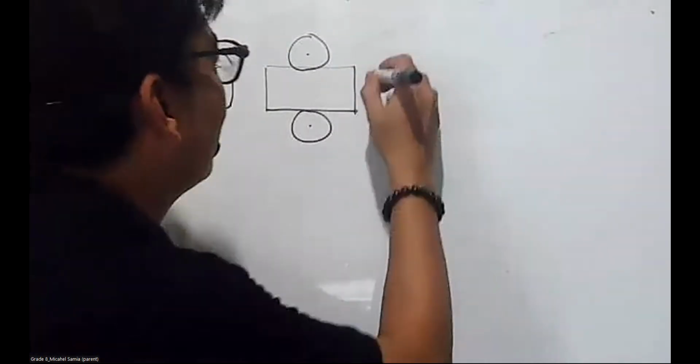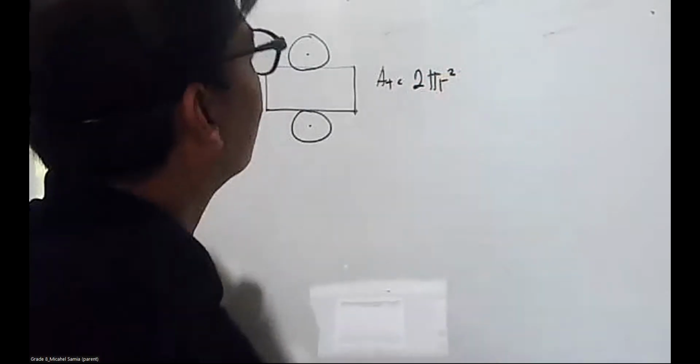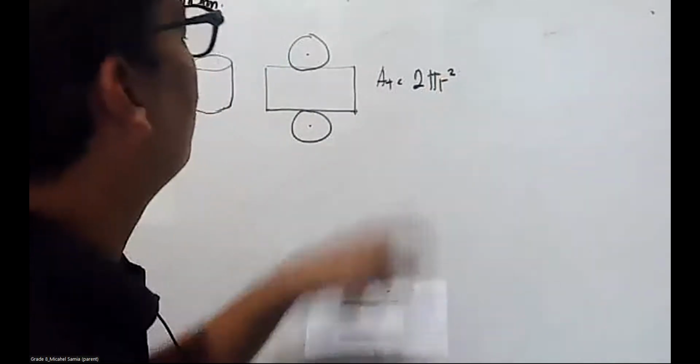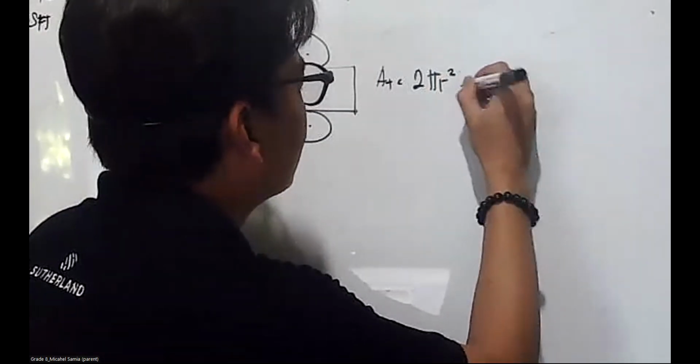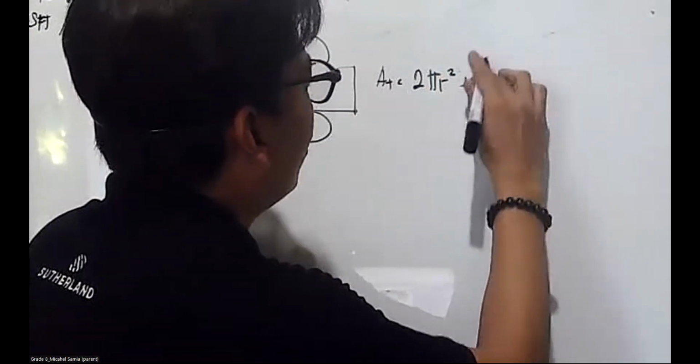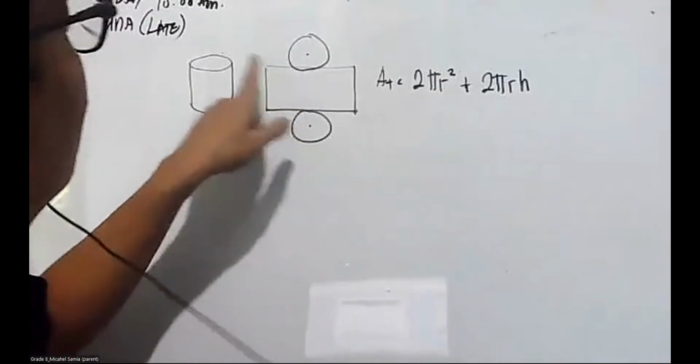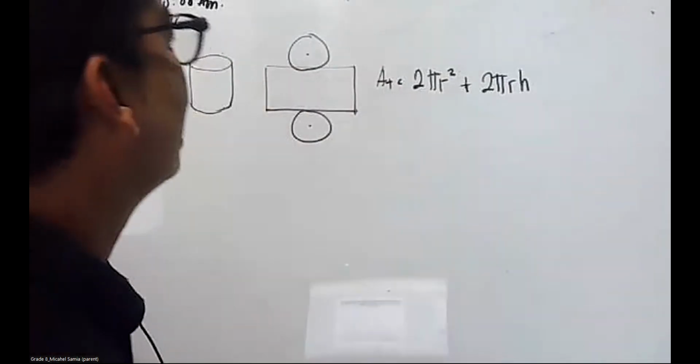So the total area will be 2 pi r squared, since there are 2 circles, so it's multiplied by 2, and then plus 2 pi r h, which is the area for the body of the cylinder.